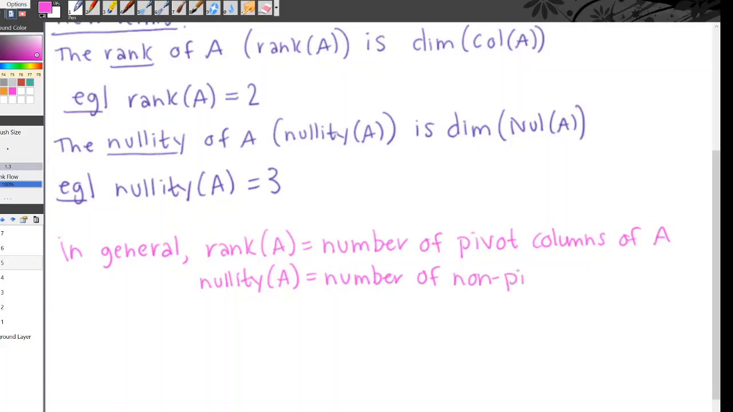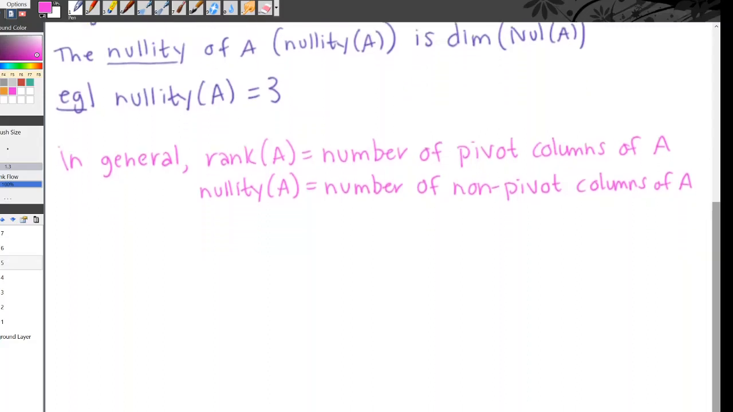I want to be really clear that the non-pivot columns themselves did not form a basis for the null space, right? Because the basis of the null space had vectors that had 5 components, whereas the original matrix only had 3 components in each column. So it's not that the non-pivot columns actually form the basis, it's just that the number of non-pivot columns corresponds to the number of free variables, and that will correspond to the number of basis elements of the null space.